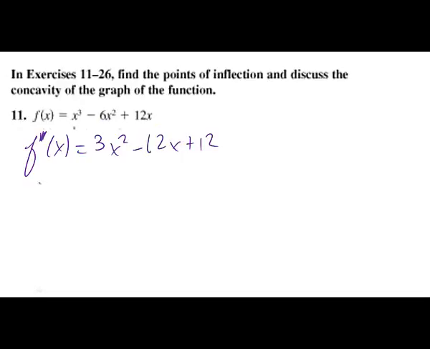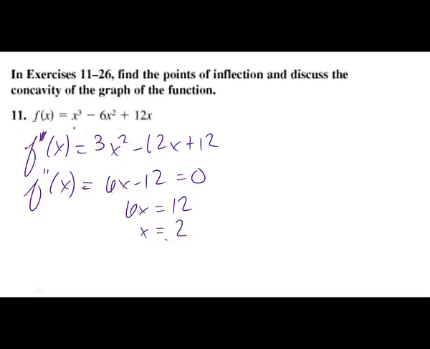Plus 12. Okay, and then I'm going to go to the second derivative, and we end up with what? 6x minus 12 equals 0. All right, so 6x equals 12, x equals 2. All right, so for point of inflection, it depends. Sometimes they just want the x value. Sometimes, if they don't just want the x value, they want the y value, what are you going to do? You'd plug it back in.